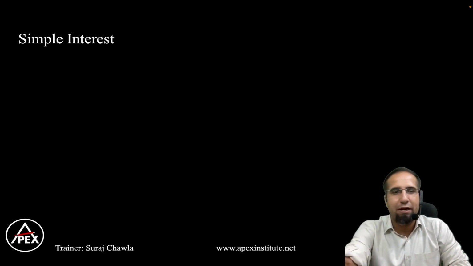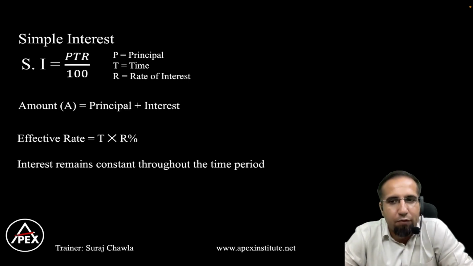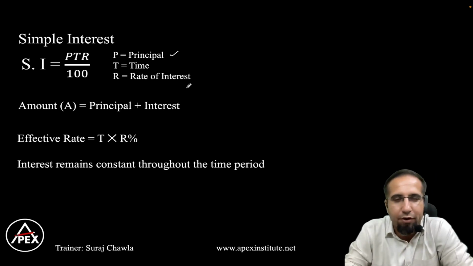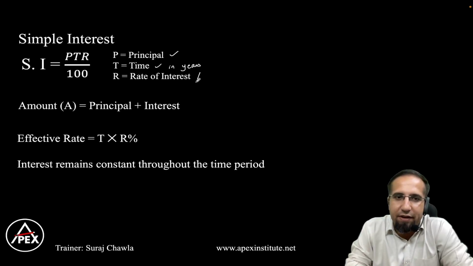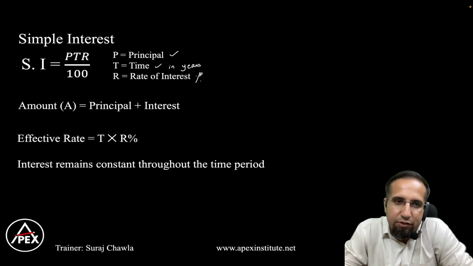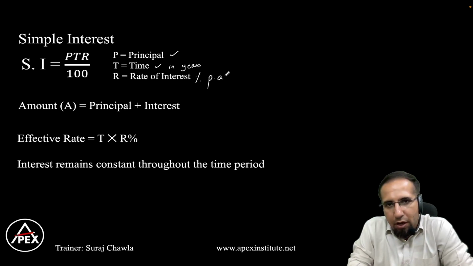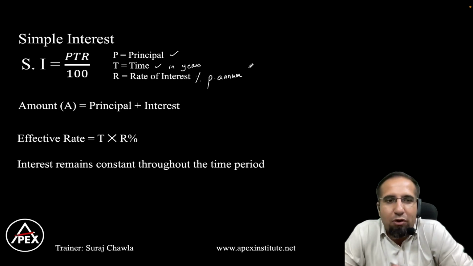Now, what is simple interest? In simple interest, these are the basic formulas that I need to keep in mind. The formula to calculate simple interest is nothing but P into T into R by 100, where P is the principal, T is the time period in years, and R is the rate of interest in percentage given to us, and generally this is per annum. Now, what is the amount part here? The amount that we should calculate is always principal plus interest.